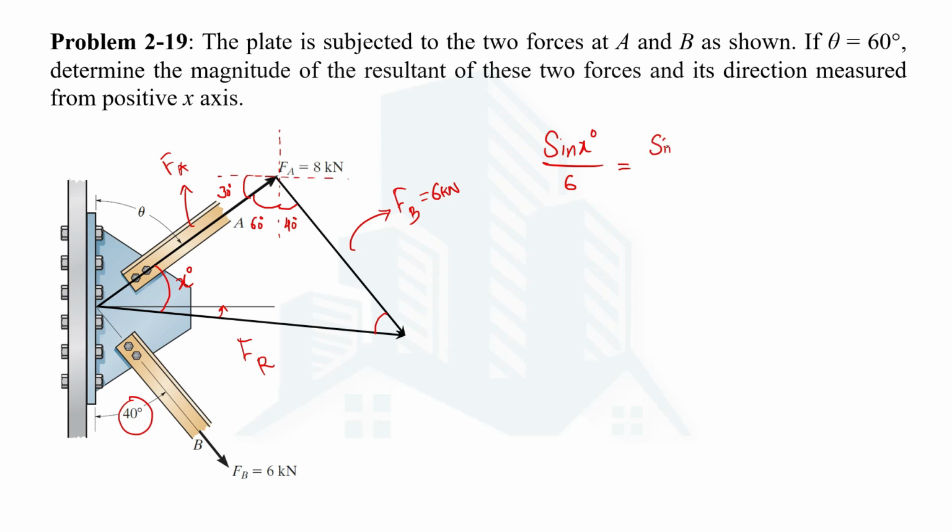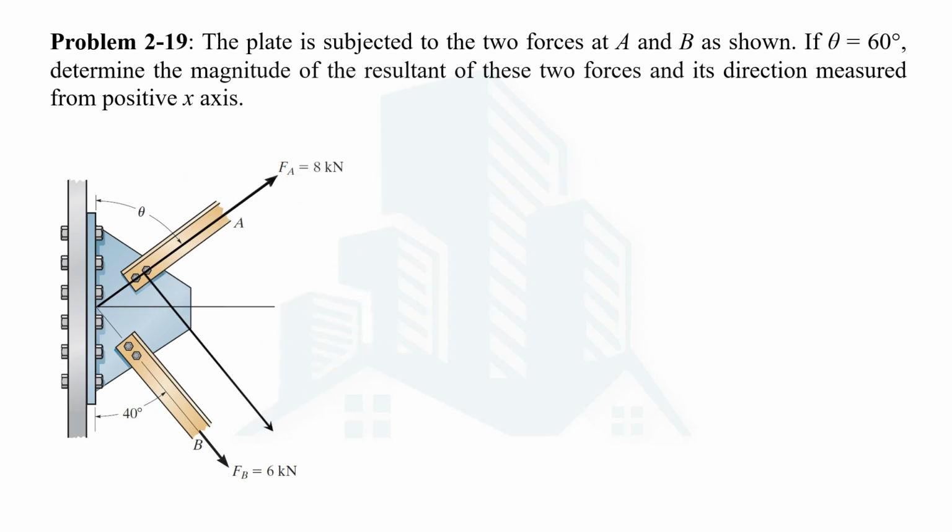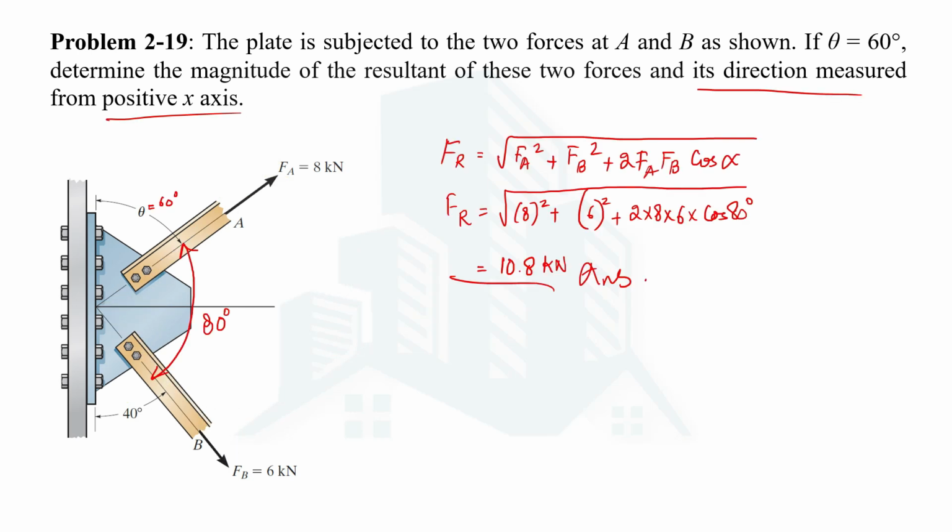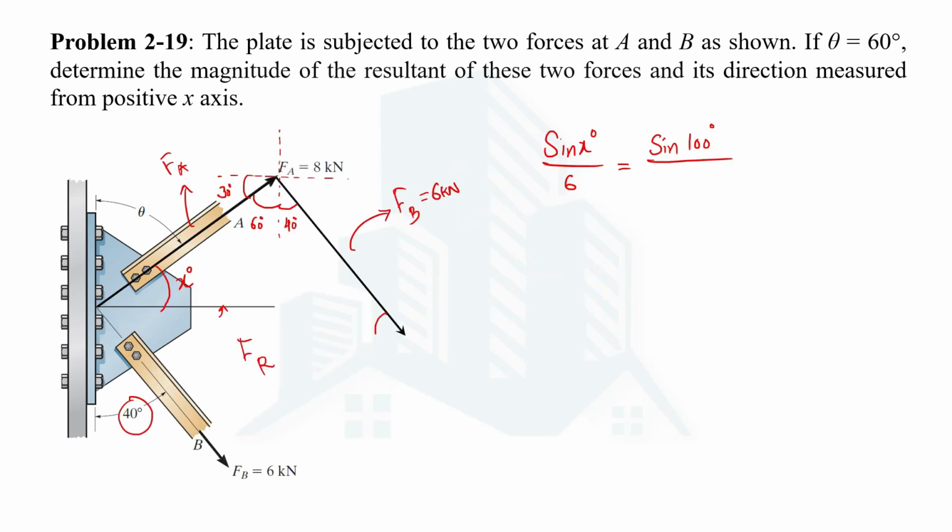So sine of 100 divided by the magnitude of the opposite side, which is Fr. And we previously calculated the magnitude of Fr, which was 10.8. So we'll simply put 10.8 here. So from here we can determine the angle x. On doing calculations, we are going to get the angle as 33.16 degrees.